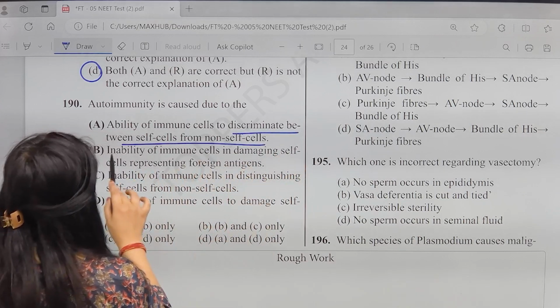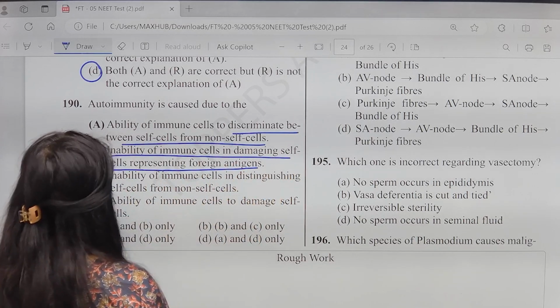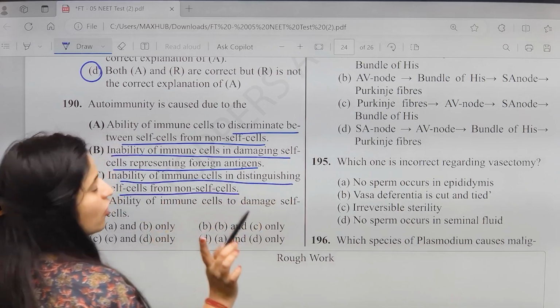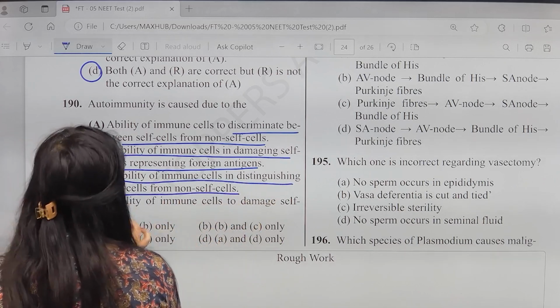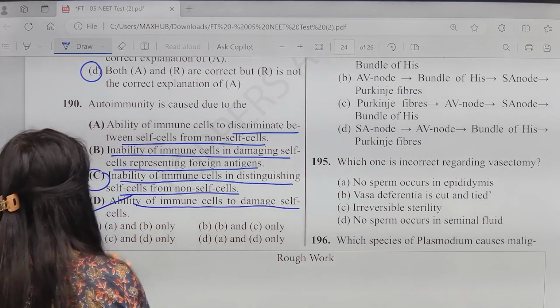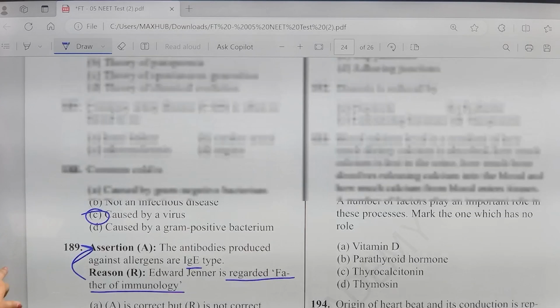Next is: ability of immune cells to discriminate between self cells and non-self cells. No. Inability of immune cells in damaging cells representing foreign antigens. No. Inability of immune cells in distinguishing self cells from non-self cells. Yes. Ability of immune cells to damage the self cells. Yes, this happens in autoimmunity. C and D are the correct answers.